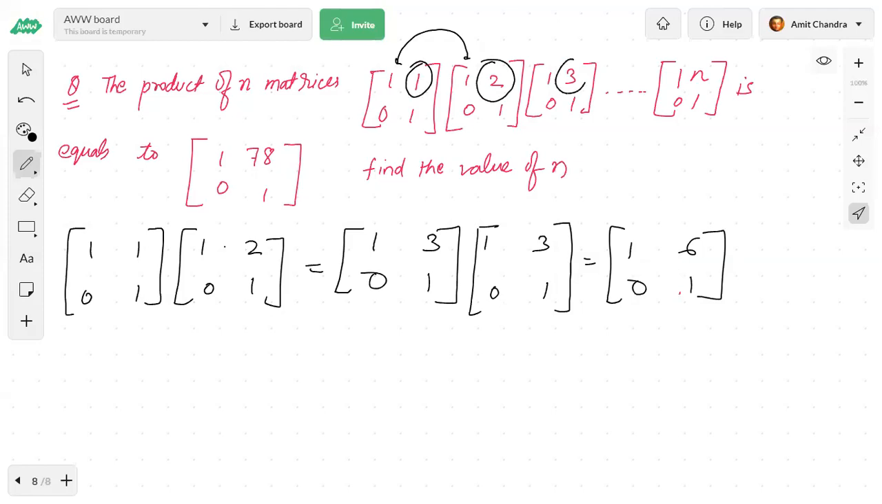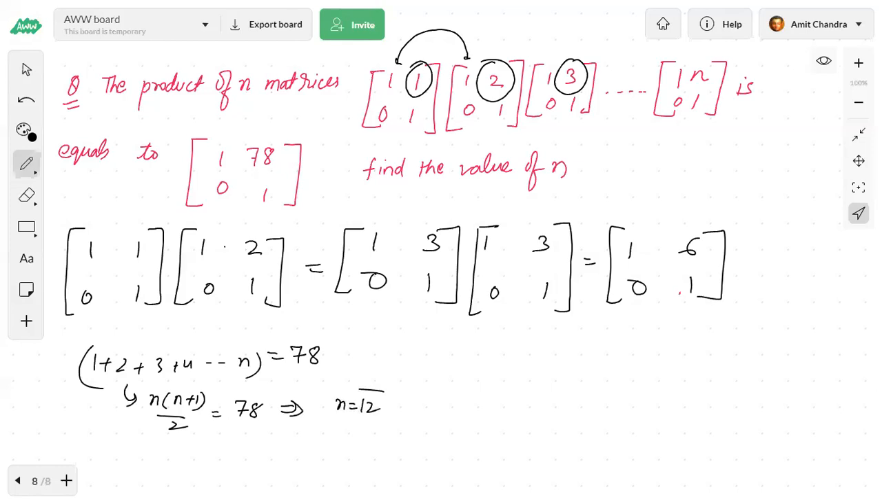1 plus 2 plus 3 plus 4 plus 5 and so on till n. When it is added up, we are getting 78. So this is 1 plus 2 plus 3 plus 4 till n, equal to 78. This is the sum of the first n natural numbers. So n into n plus 1 by 2 is equal to 78. From here we will get n is equal to 12.